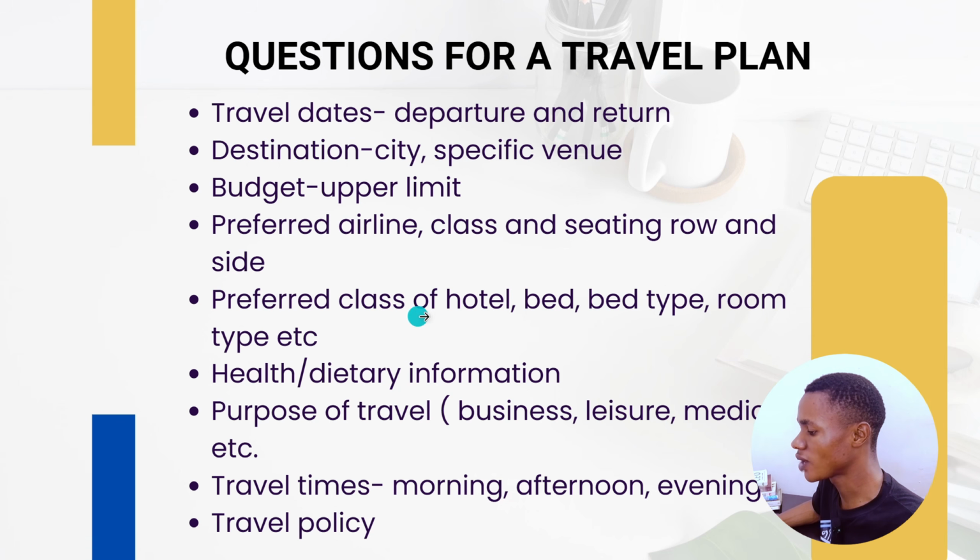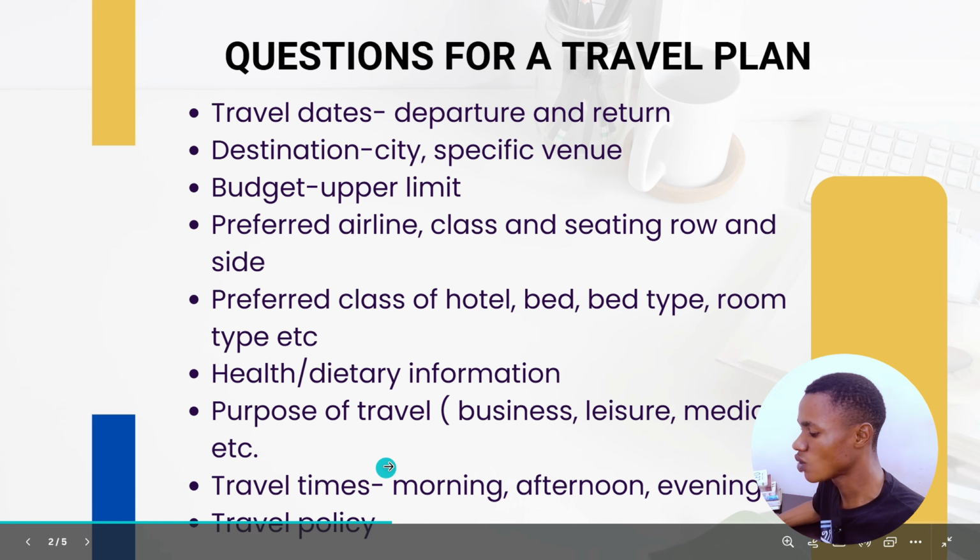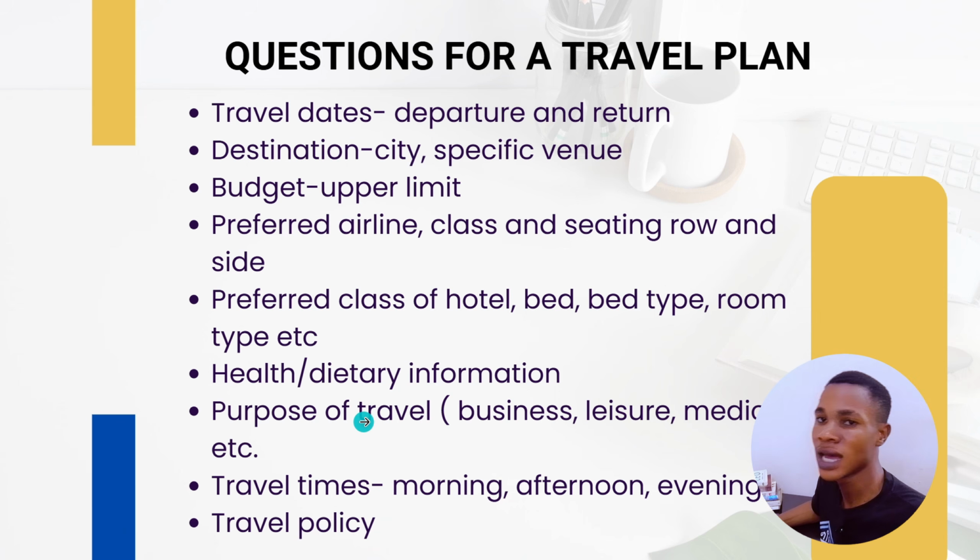And then of course the preferred class of hotel, where he's going to stay in that particular location, the bed type, the room type, etc. And then of course the health and dietary information, the purpose of travel, whether the purpose of travel is business, leisure, going for medicals, or maybe just for leisure, just to enjoy himself. And of course, with the travel times, does he want to move in the morning, the afternoon, or in the evening? And of course, what travel policy is he familiar with?